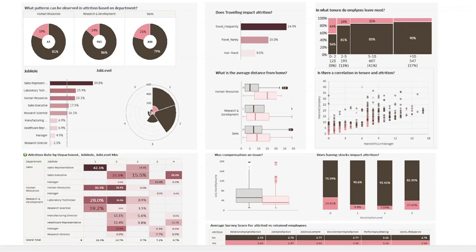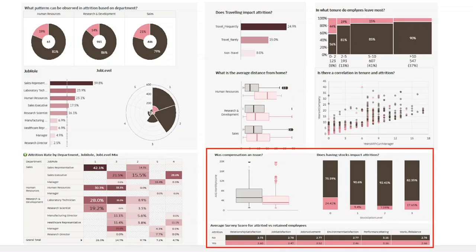Let us now move to the middle section. High attrition is being observed among employees who are traveling frequently for business. Looking at commute, one thing that jumps out from the box plot is that the median value of distances traveled by employees who left in HR was way too high. So it seems like employees in the HR department did not like the longer commute. We have some charts on compensation, stocks, survey scores. These are simple charts and easy for you to interpret, so I will skip them.